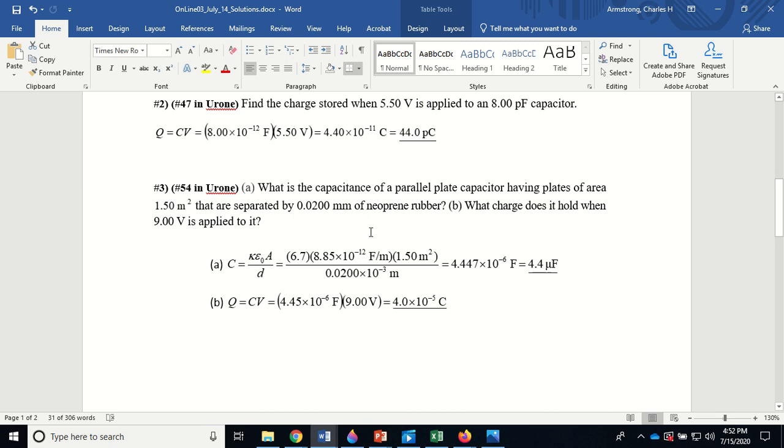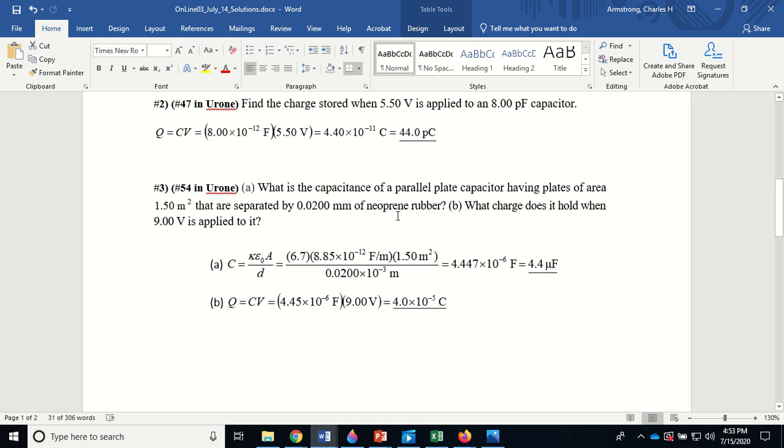That's a constant. We were told the plates had an area of 1.50 meters squared, and the distance between them is 0.0200 millimeters, or 0.02 times 10 to the minus 3 meters. So you plug all that in, and you would have a 4.4 microfarad capacitor. With those physical properties, with that dielectric stuck into it, we would have a capacitor that could store 4.4 microcoulombs of charge for every 1 volt we put across it.